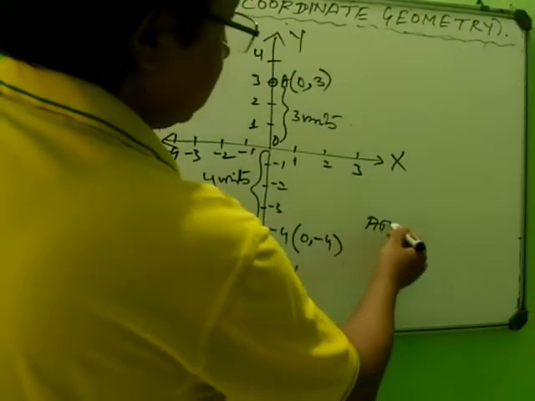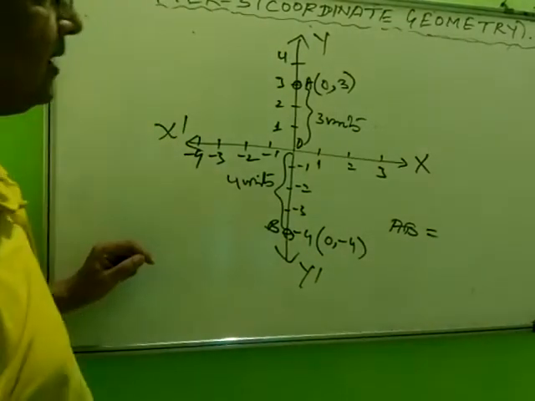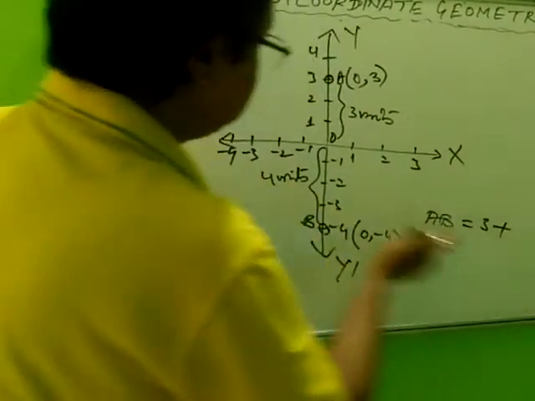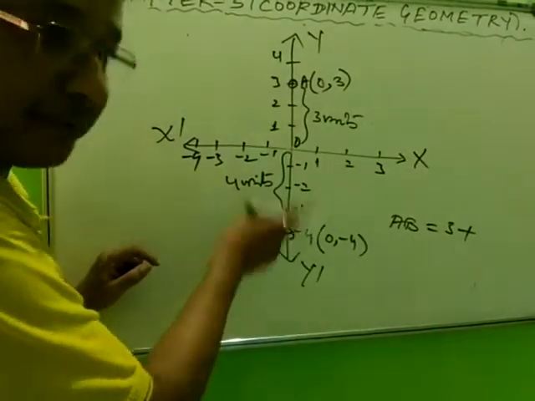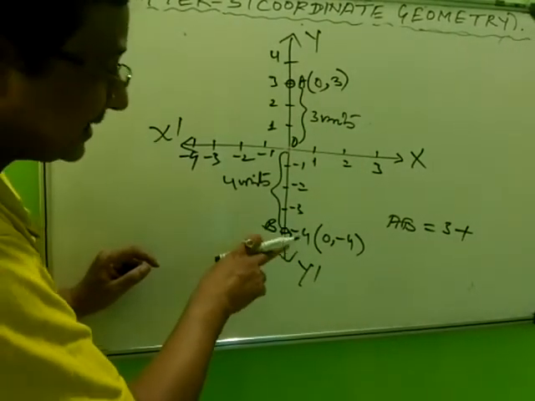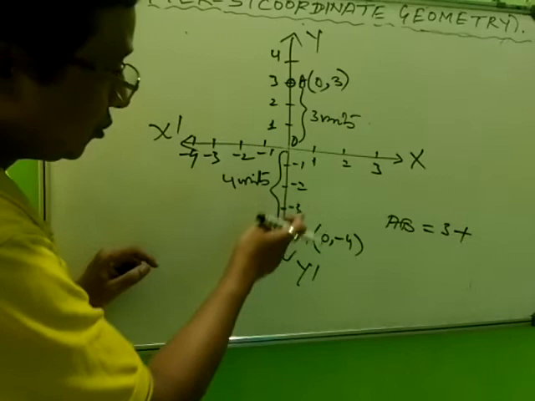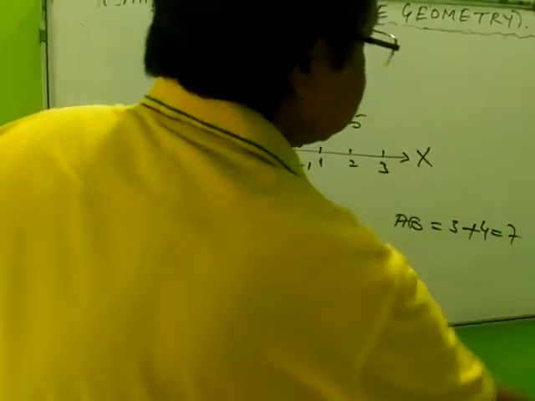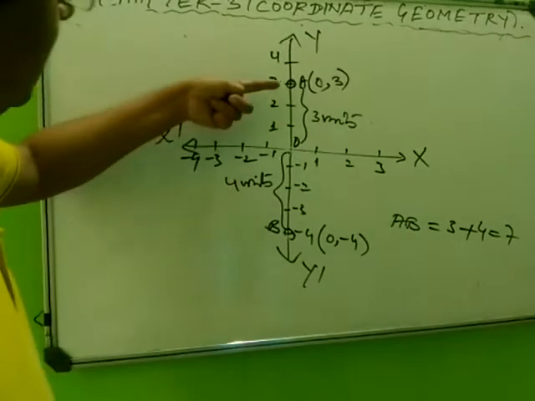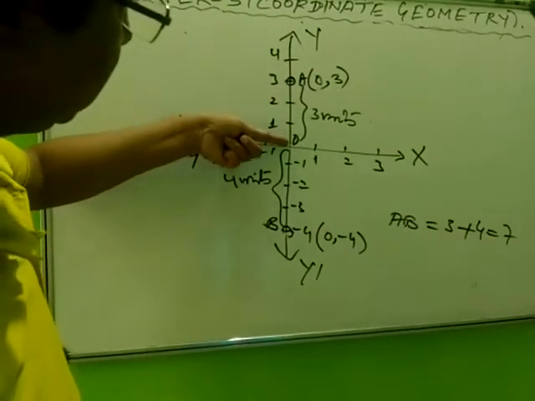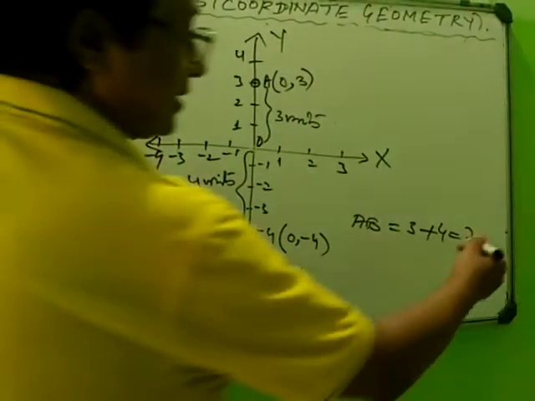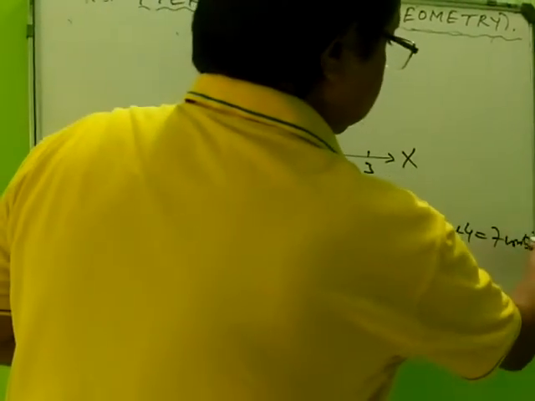Then what is AB? Distance AB: 0 to 3 it will be 3 plus 0 to -4 means 4, distance is positive, so it will be 4 units. So you got 7 units. If you count also, 1 2 3 4 5 6 7, so you got 7 units. It will always be in units.